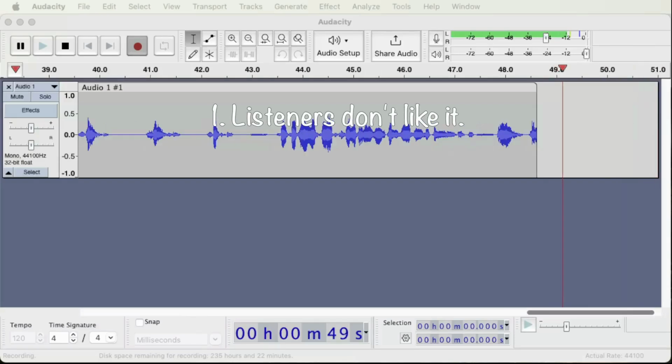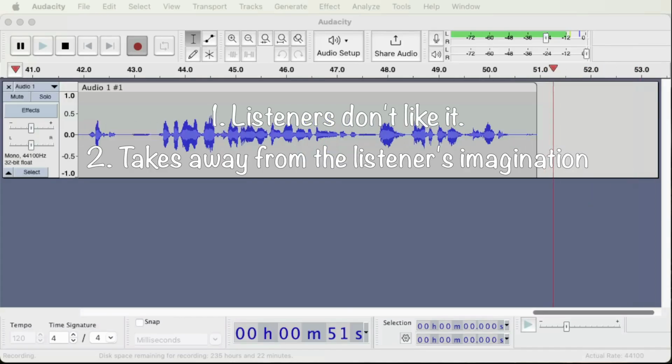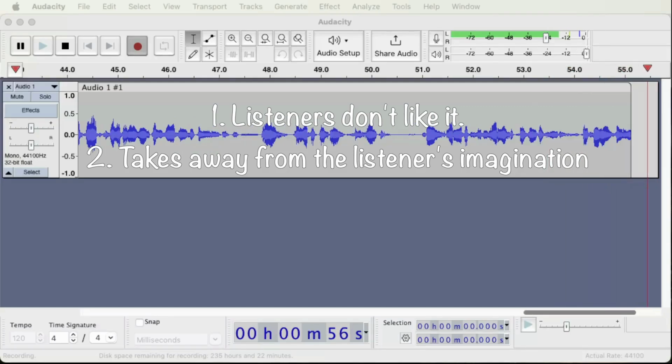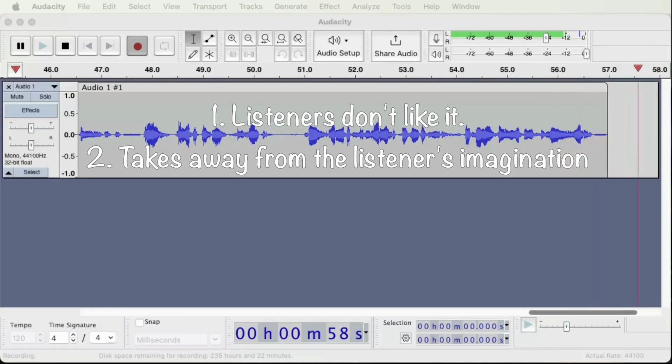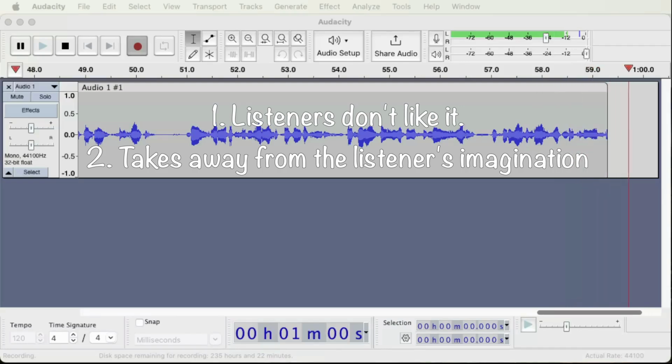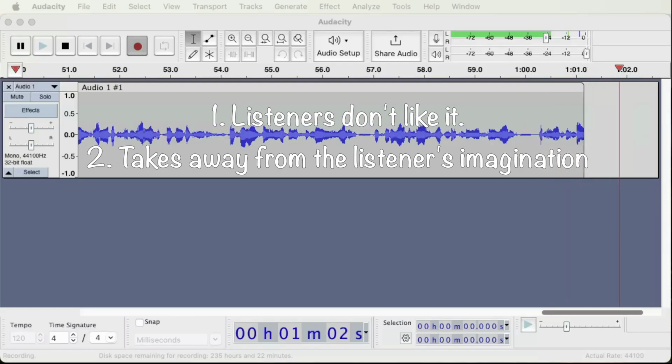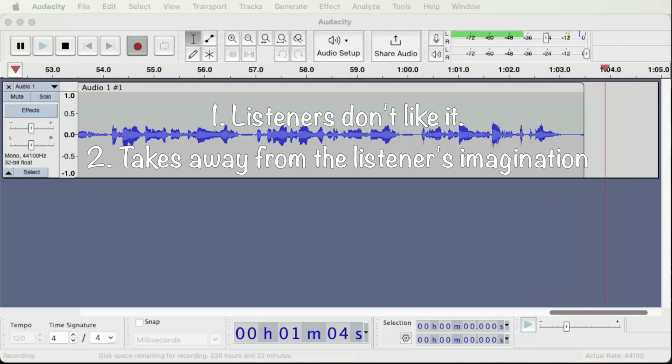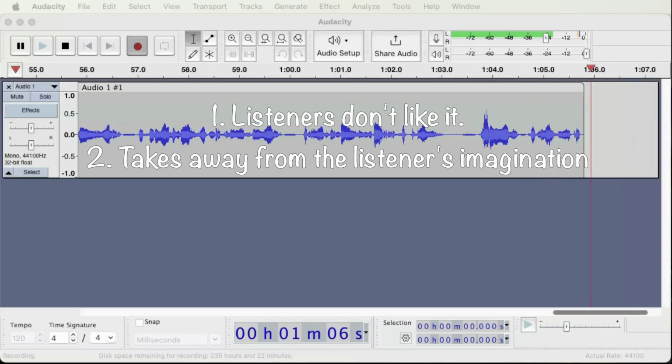1. Audiobook listeners don't like it. 2. Audiobooks are the audio equivalent of reading. The consumer is the one who builds the scene in their head, including all the sounds except the words being read, which aren't actually sounds in the story except for dialogue. Adding music takes away from that picture.